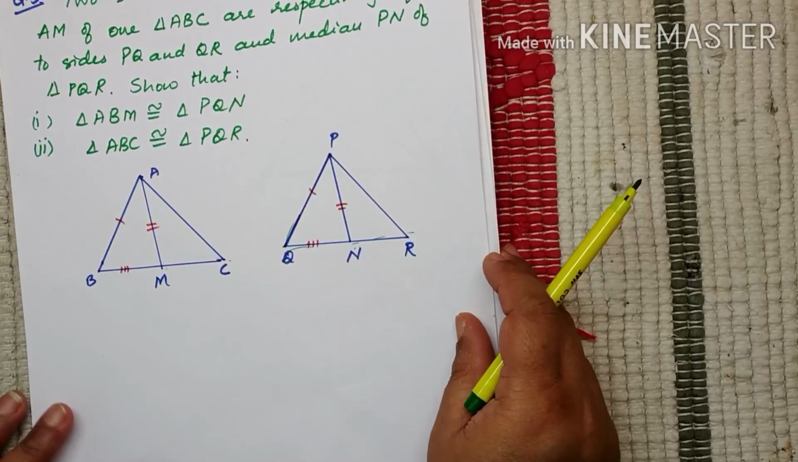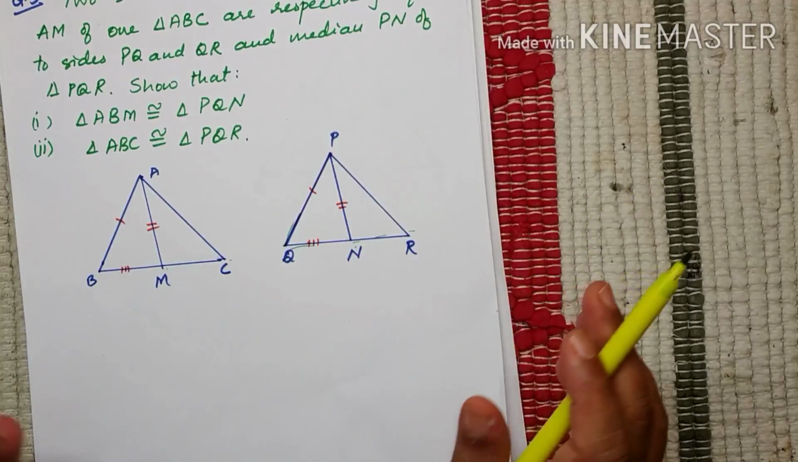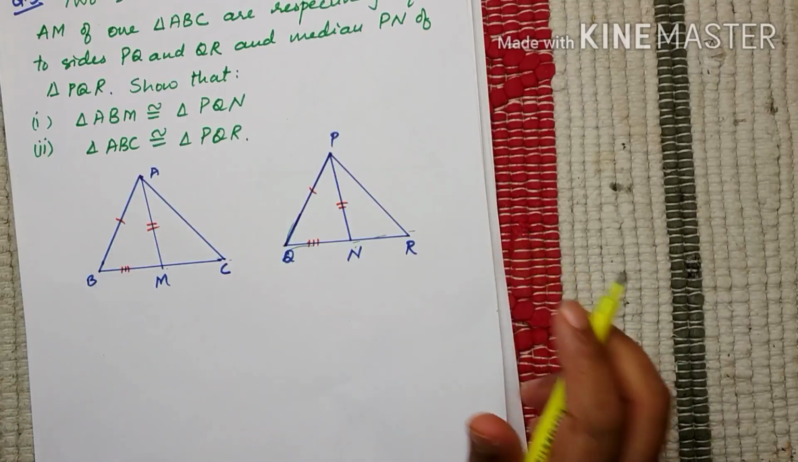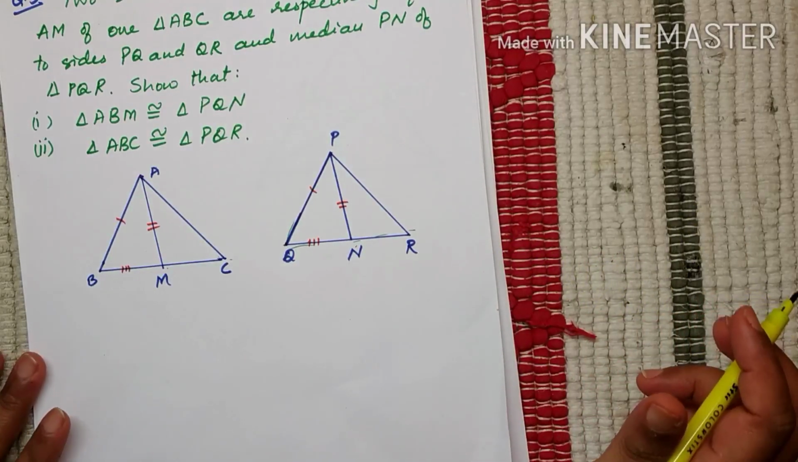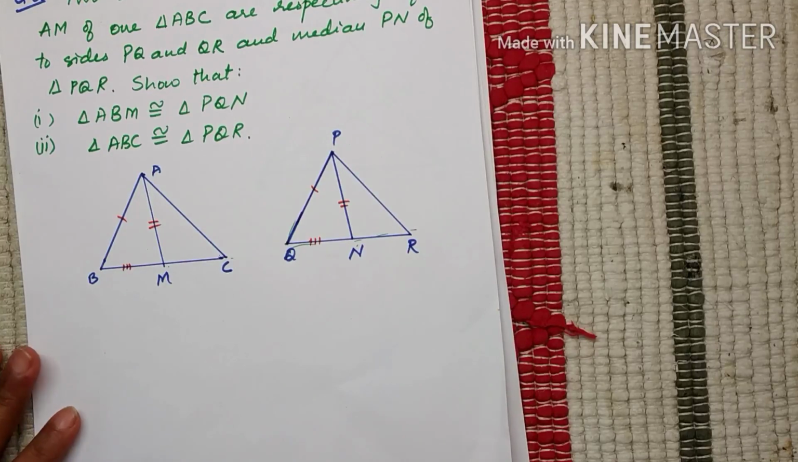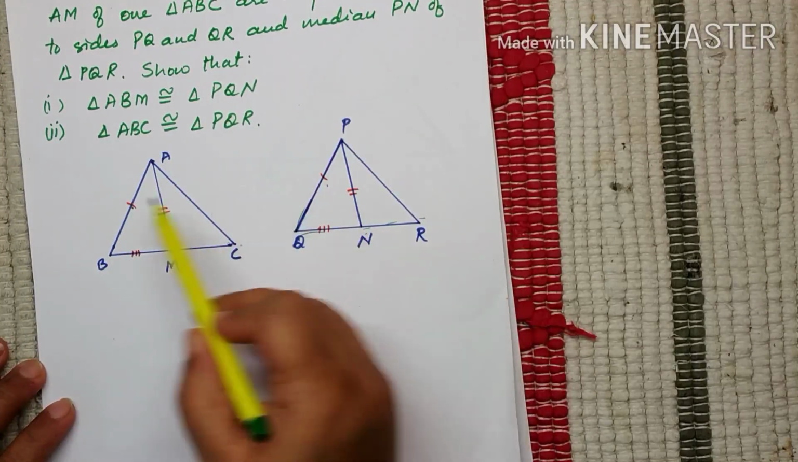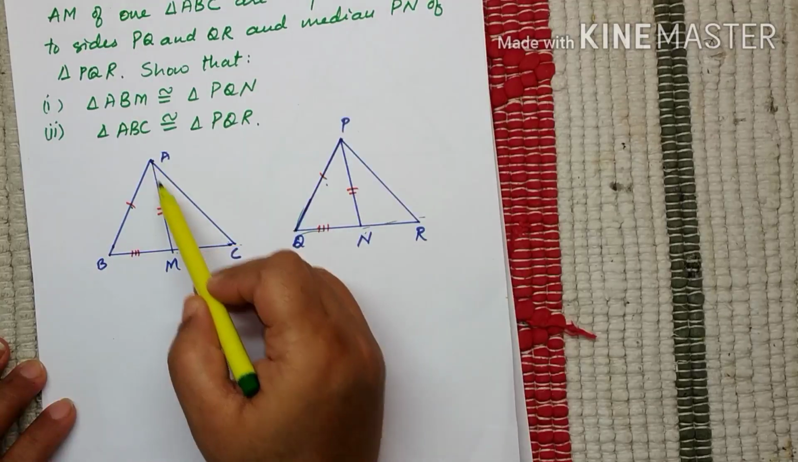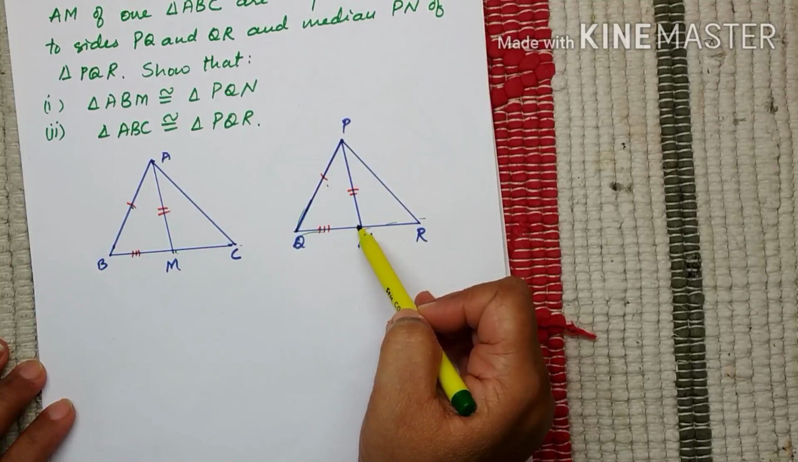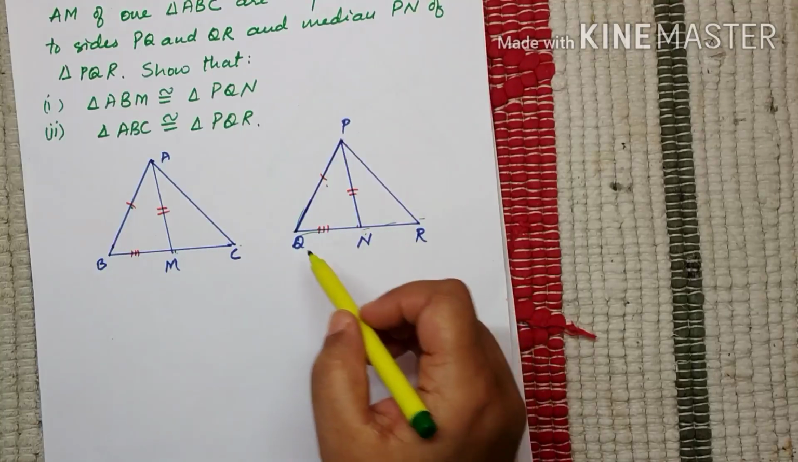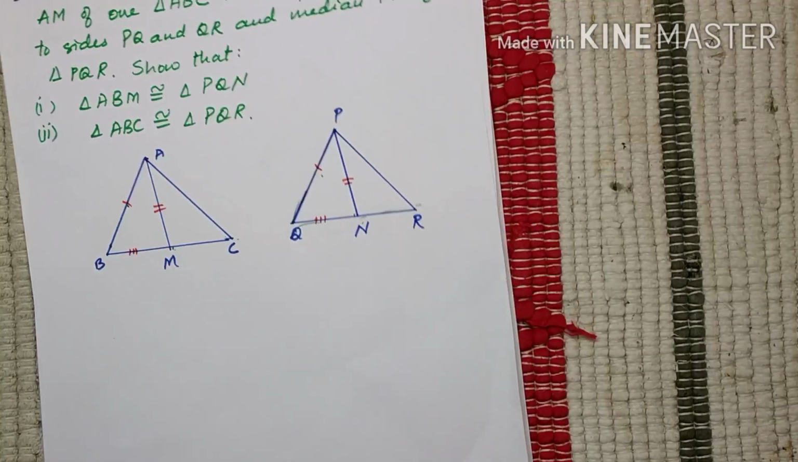Respectively means the first side is equal to the corresponding first side of the second triangle, and the second side of the first triangle is respectively equal to the second side. So first with first, second with second, and so on. So AB is equal to PQ. I have marked equal. Median AM is equal to median PN, given. And this complete side BC is equal to the complete side QR, given.